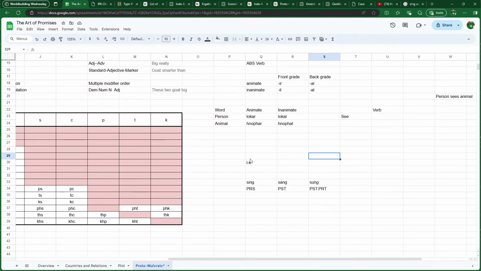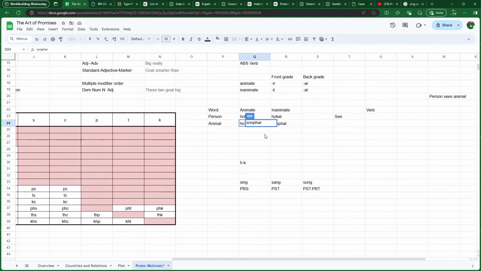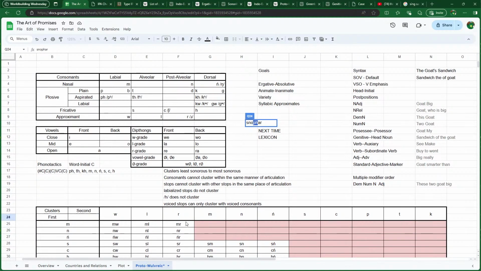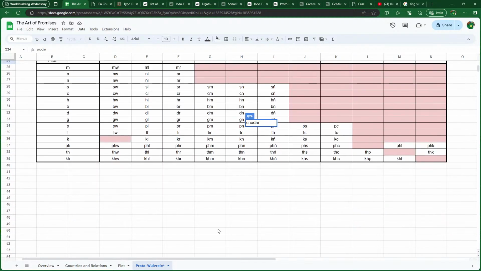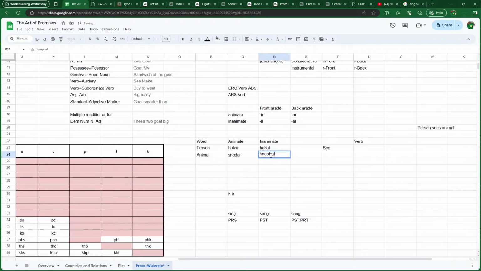What if we made it H instead? So it's hokar. Hokar and hokal. And then instead of nopar, we can have Snowdar? Snowdall? So we're probably going to end up ripping all of this out and making it all over again later. But I think this is good for now.